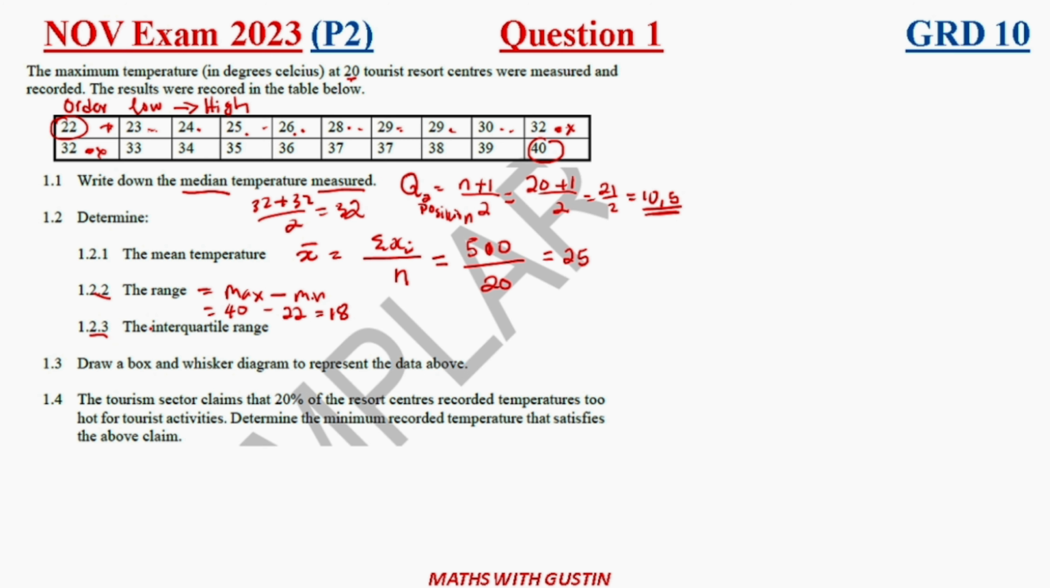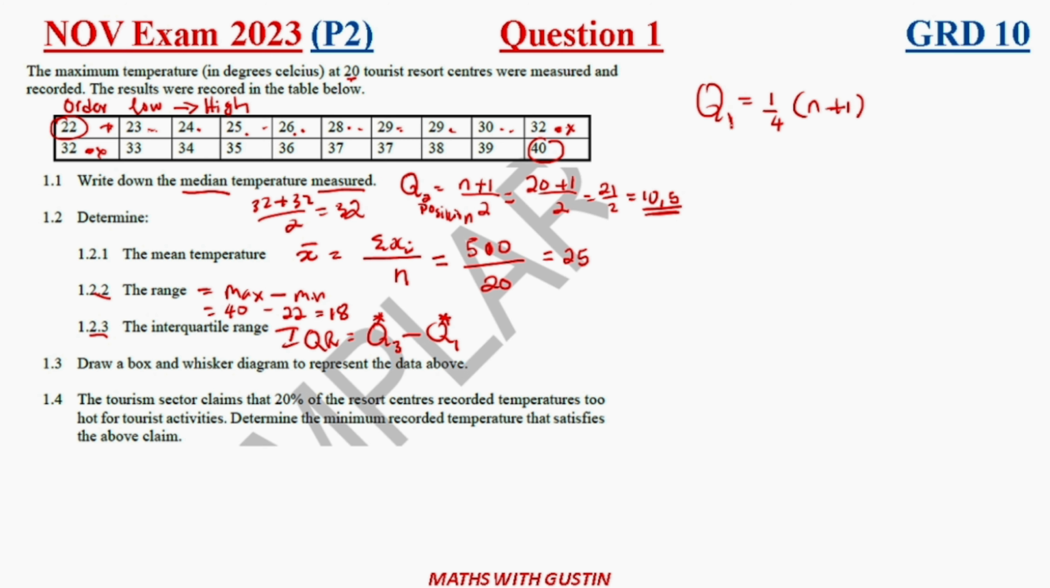It says here, determine the interquartile range. Interquartile range is IQR. It is given by Q3, which is the upper quartile, minus Q1. However, we need to go and find Q3 and also find Q1. So therefore Q1 is given by this formula, which is what? 1 over 4 (n plus 1).